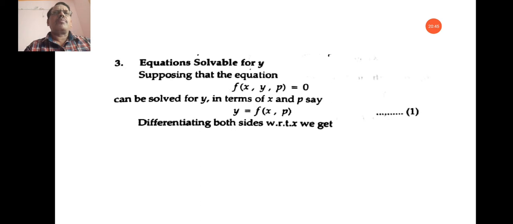In the case of soluble for x, we write the given equation in terms of y and p and differentiate with respect to y, and substitute dx by dy as 1 by p, and the integration process goes on. At last we get the value of p, and substitute the value of p in the given equation. Then we get the solution of the differential equation.